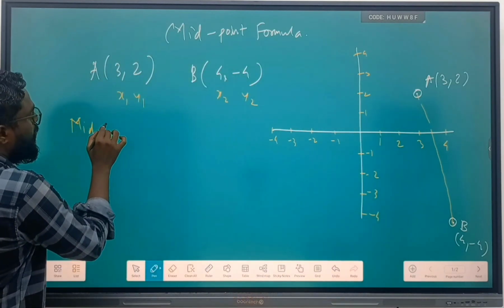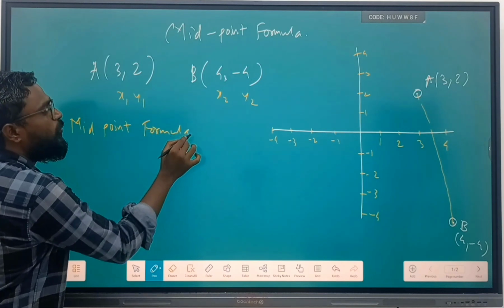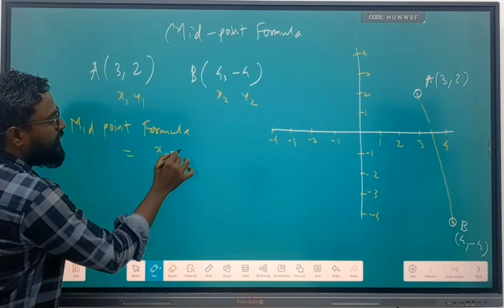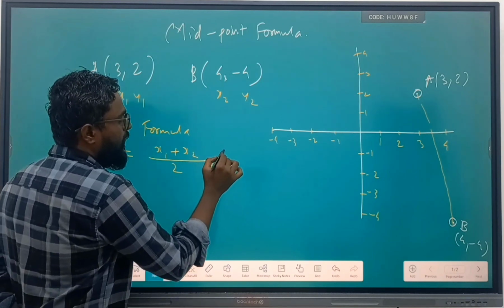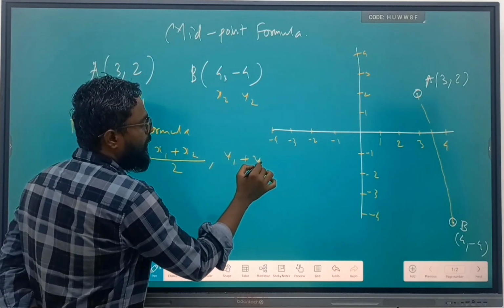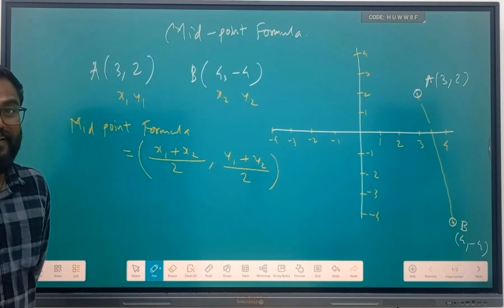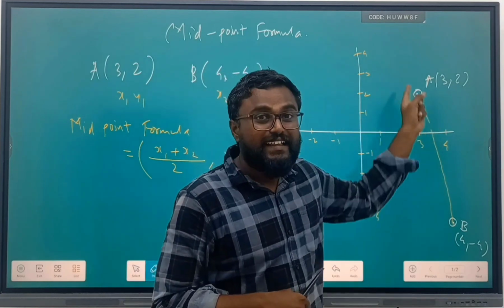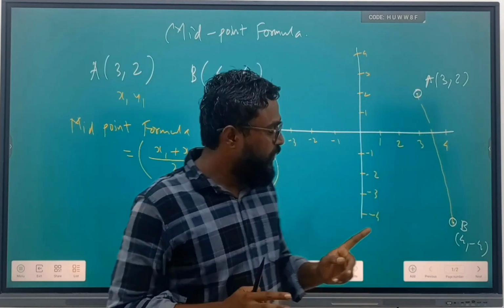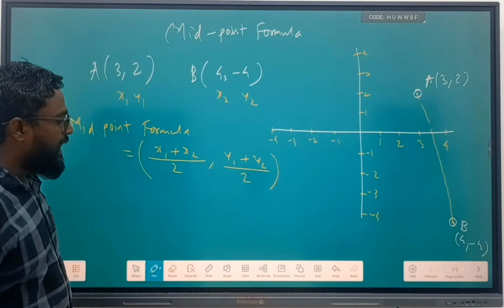Midpoint formula. It's x1 plus x2 over 2, comma, y1 plus y2 over 2. Remember, the midpoint is also going to be a point in the coordinate plane, so we need to write it in the form x, y.